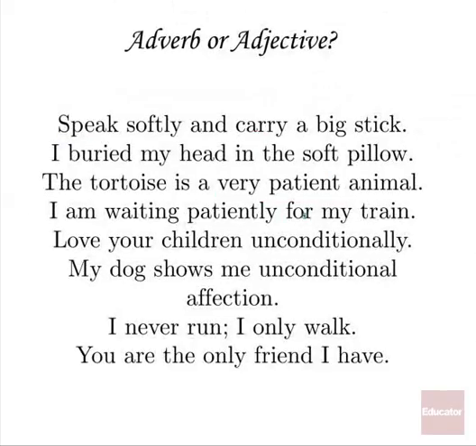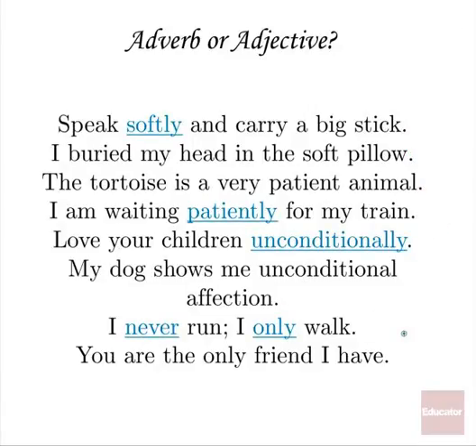We've got a bunch of words here that are repeated and used in different ways. Speak softly and carry a big stick. I buried my head in the soft pillow. The tortoise is a very patient animal. I am waiting patiently for my train. Love your children unconditionally. My dog shows me unconditional affection. I never run, I only walk. And you are the only friend I have. Now, in each of these pairs of sentences, there's a repeated word, and in one half of the pair, it's used as an adjective, and in one half, it's used as an adverb. See if you can pick out the repeated words and figure out which is which. Take a good look. Pause the video if you need to.